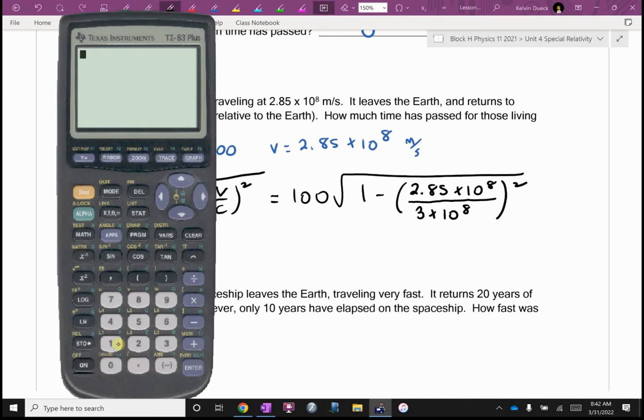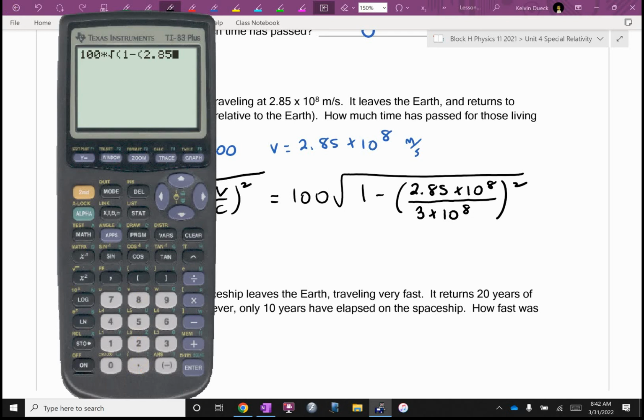I guess it's going to start out by 100 times. And then square root. I have to open up a bracket. You have a TI. You have to open up a bracket as well inside the square root. 1 minus. Now I'm going to have to open up another bracket because those two things are in a mini bracket. See them? And then 2.85.